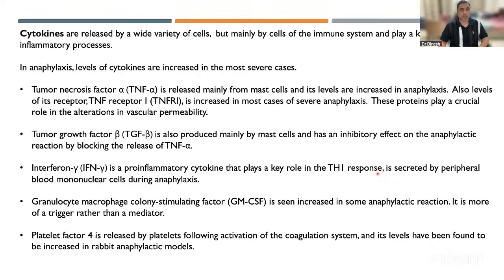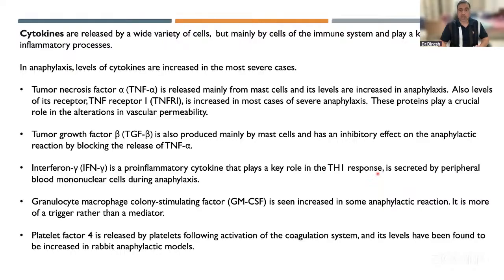Among cytokines, again, these are the cells mainly involved in the immune system and play a key role in the inflammatory process. In anaphylaxis, mainly TNF alpha is a cytokine which is increased along with its receptor, TNF receptor 1, and can play a crucial role in alteration in the vascular permeability. Another cytokine which is released, TGF beta, has an inhibitory effect on this TNF alpha. So this again may be beneficial for us in treatment. Gamma interferon, which plays a key role in the Th1 response, is secreted by the peripheral blood mononuclear cells during anaphylaxis.